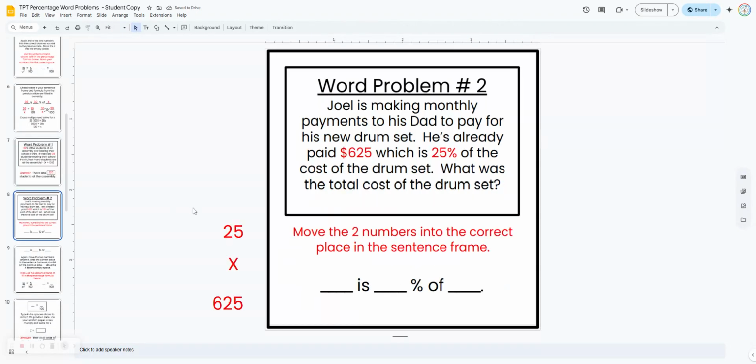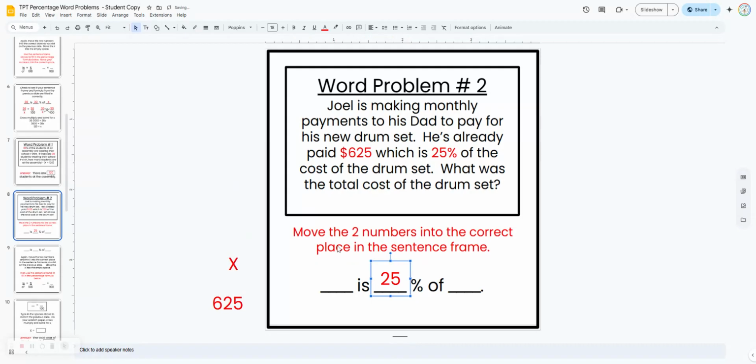Let's look at the next word problem. Joel's making monthly payments to his dad to pay for his new drum set. He's already paid $625, which is 25% of the total cost. What is the total cost of the drum set? Well, again, we're going to start with our sentence frame. We're going to place these numbers in the correct place. And again, the percentage is the easiest number to place. So let's just do that first, and then we'll see what's left.